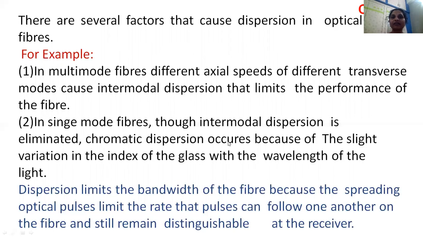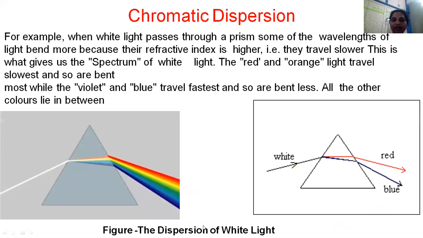And there are several factors that cause dispersion in optical fibers. In multimode fibers, different axial speeds of different transverse modes cause intermodal dispersion. In single mode fibers, chromatic dispersion occurs because of the slight variation in the index of the glass with the wavelength of the light. Dispersion limits the bandwidth of the fiber because the spreading of optical pulses limits the rate at which pulses can follow one another on the fiber and still be indistinguishable at the receiver.